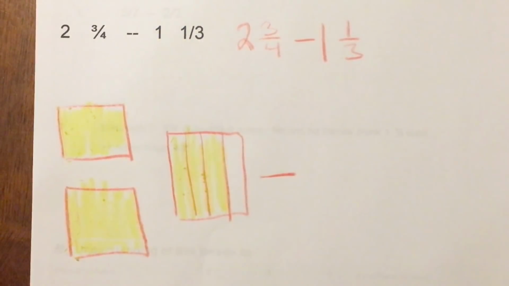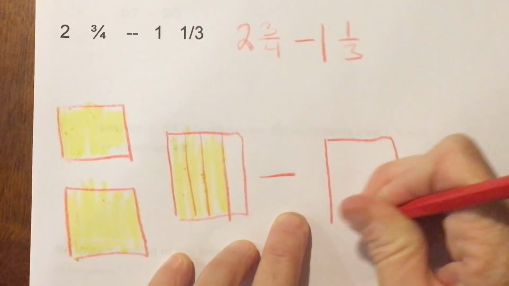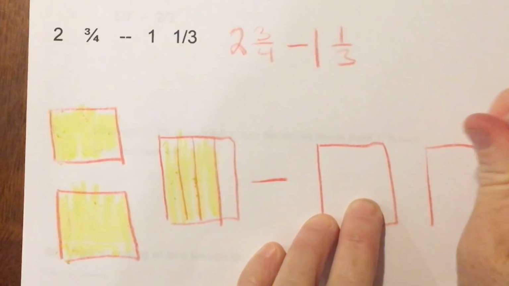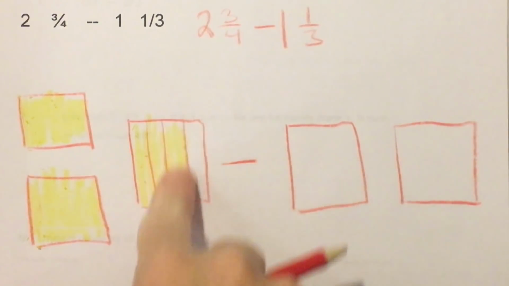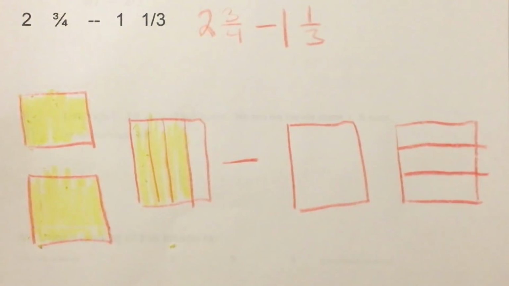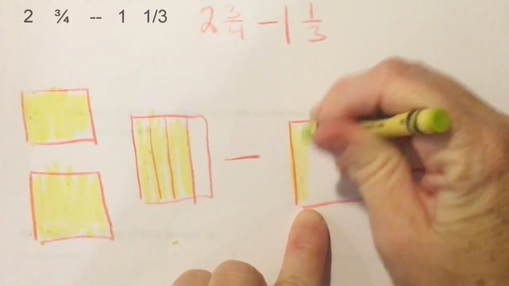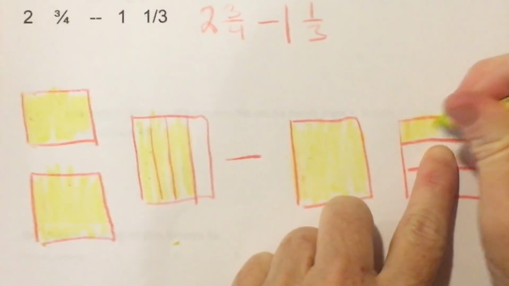And I'm going to take away 1 1/3. Now, remember, I have to do one, this is vertical, so I need to do this horizontal. Okay, so I have 1 whole, and I have 1 of the 3 pieces.